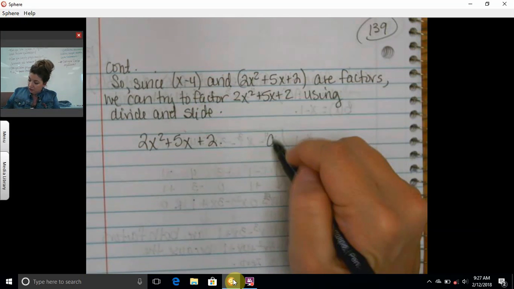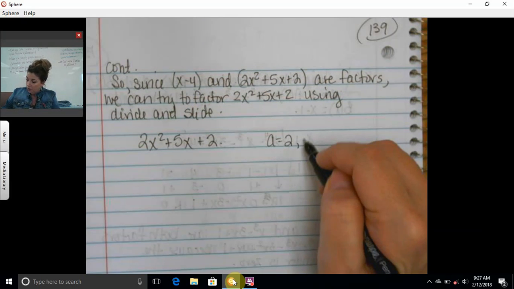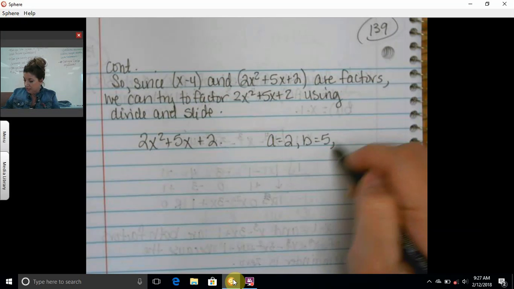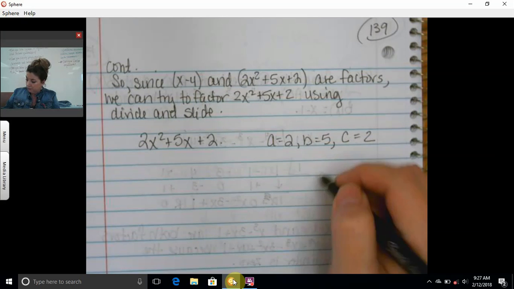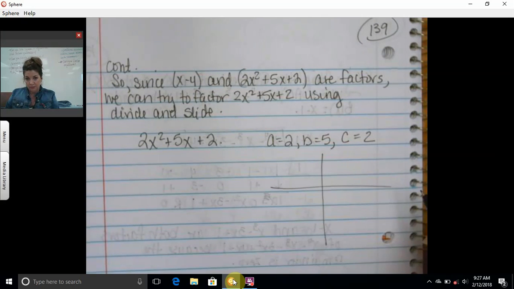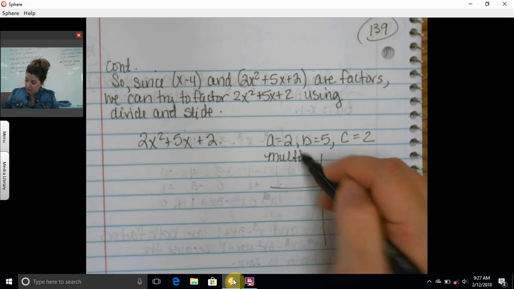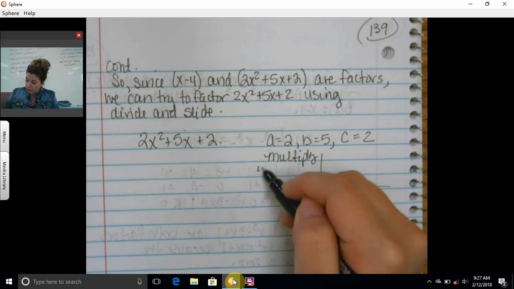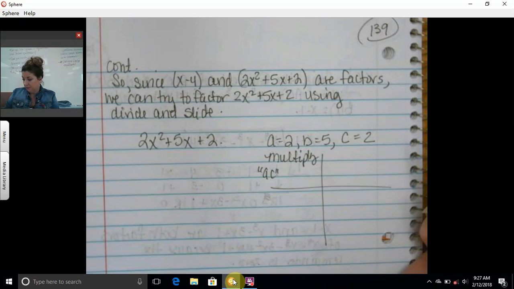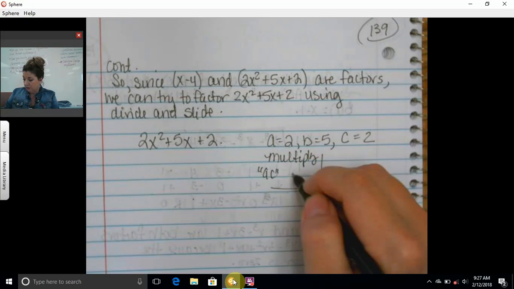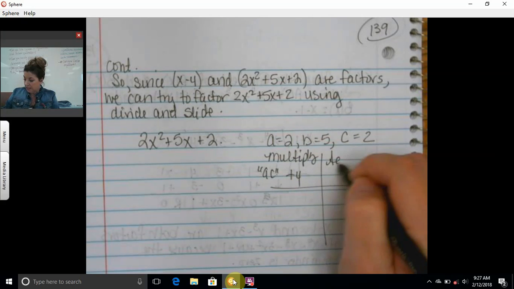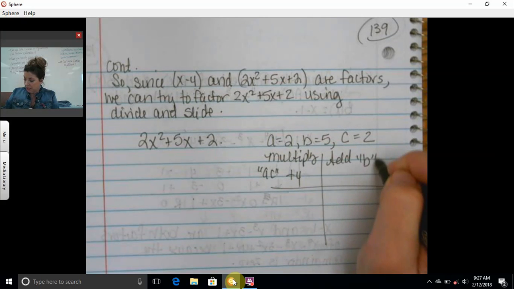So A is 2, B is 5, and C is 2. Make a little t-chart. You need two numbers that multiply together to give you A times C, which is positive 4, and then add together to give you B, which is positive 5.